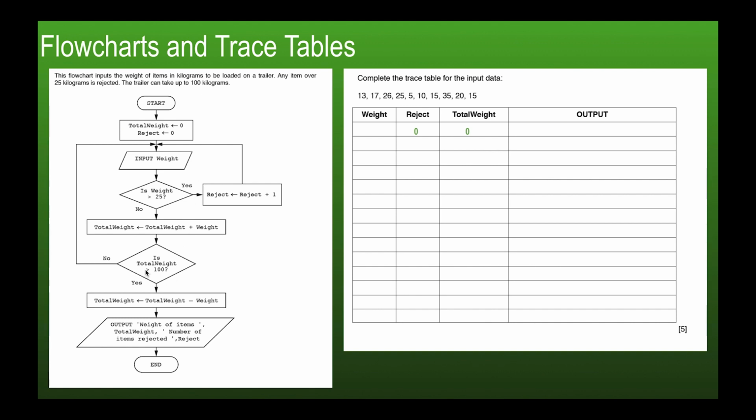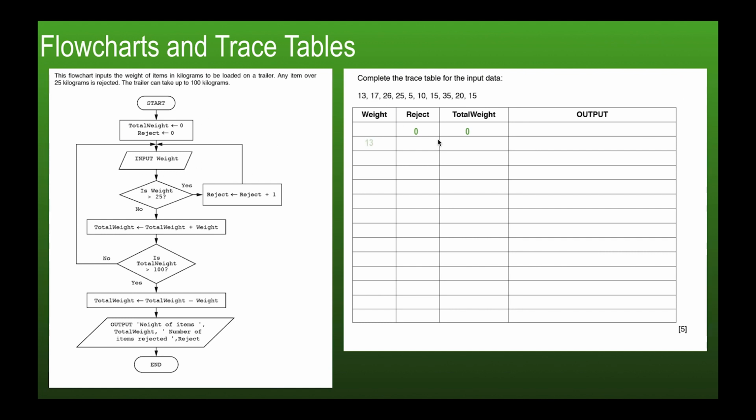Let's have a look through that. Is the total weight greater than 100? So because it can only take up to 100 kilograms, if we get up to total weight of greater than 100, we're going to need to exit this algorithm. So you can bet if they've written it here, they're testing to see if you do it. Let's get our numbers going in.